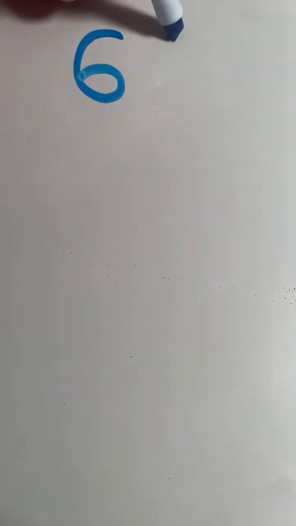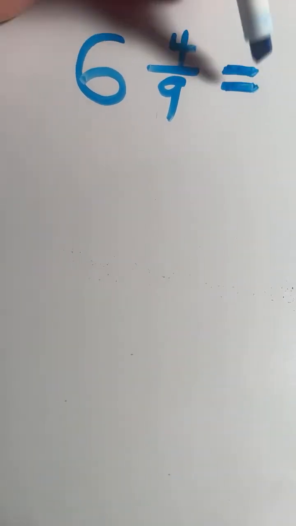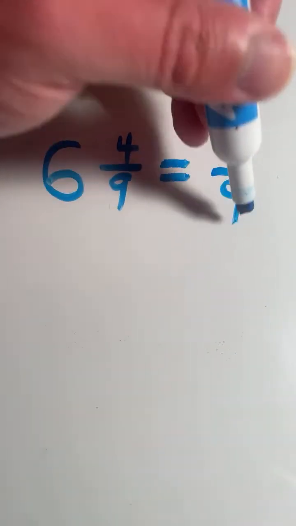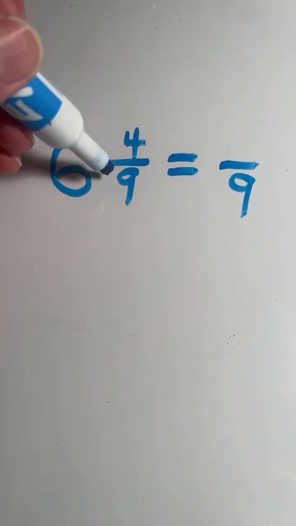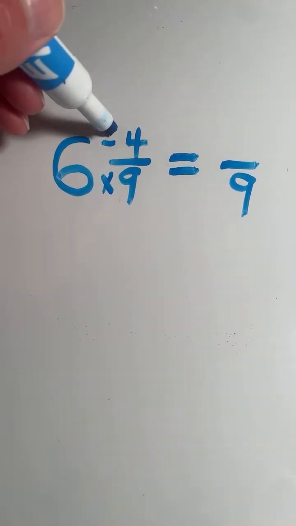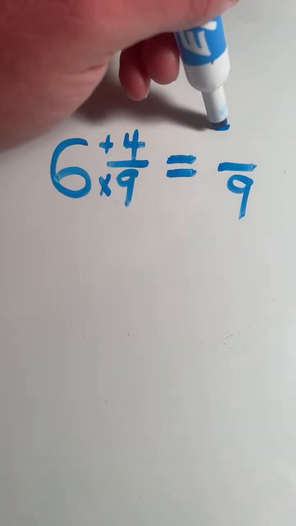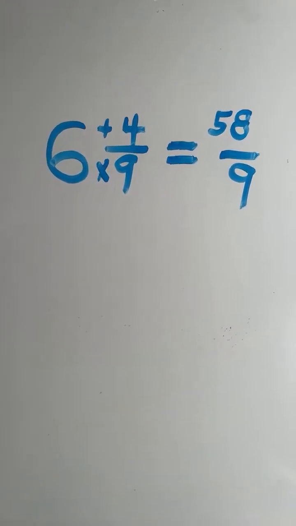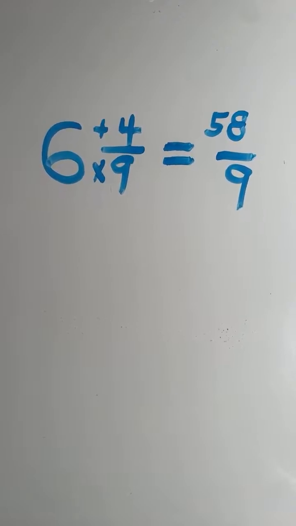All right, next example problem. 6 and 4/9, we got to convert that into an improper fraction. Step one, we copy over our denominator. Steps 2 and 3, we multiply our denominator times our whole number, and then we add our numerator. So 9 times 6 equals 54. 54 plus 4 equals 58. So 6 and 4/9 converted into an improper fraction is 58/9.